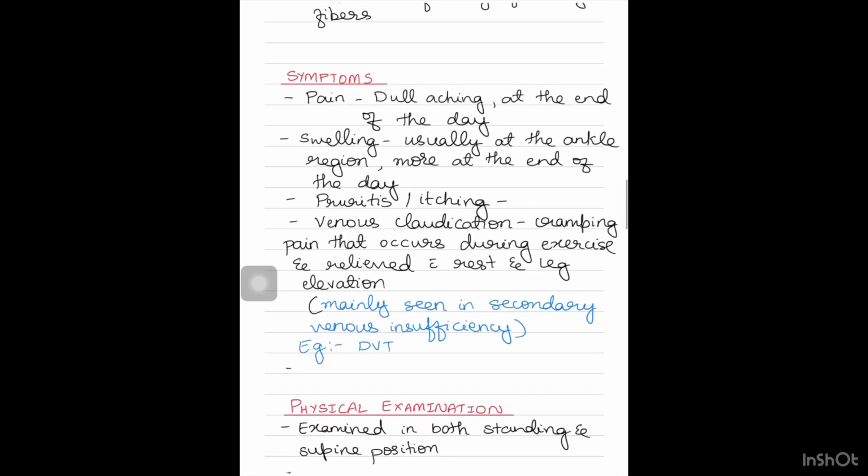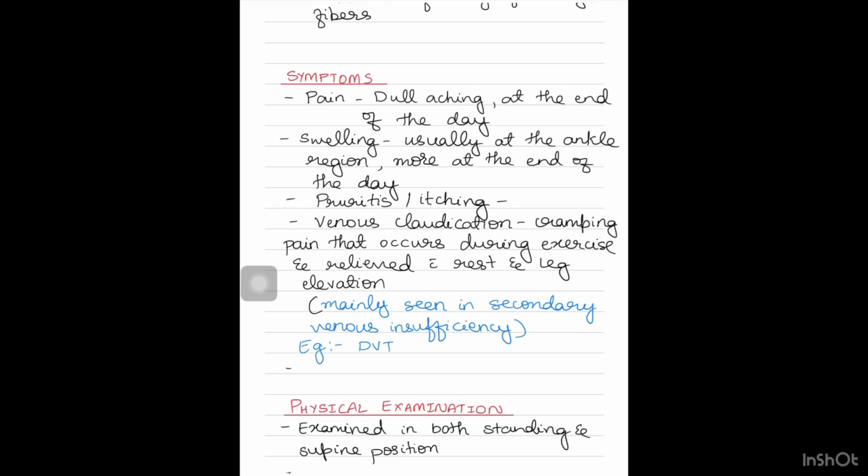So what are the symptoms? The patient comes with dull aching pain or heaviness at the end of the day. That is because the calf muscle contraction is causing a shift of a large amount of blood from the deep venous system to the superficial venous system, causing heaviness, so the patient can perceive it as pain. There will be swelling, usually at the ankle, and pruritus because of the histamine release, and there is a condition called venous claudication.